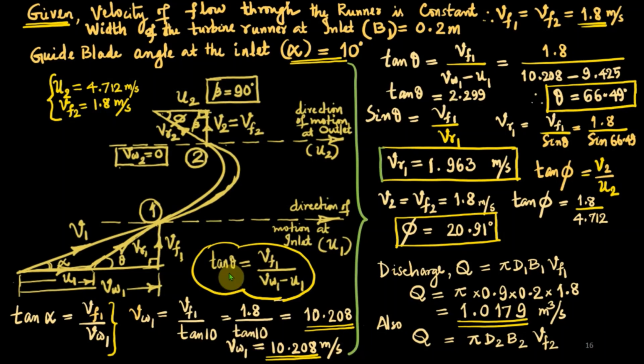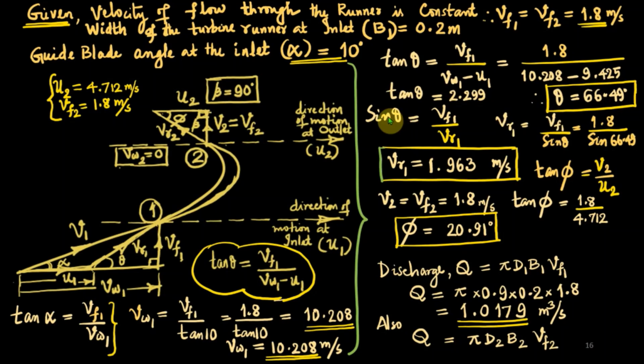Now we will use the relation tan theta is equal to Vf1 by (Vw1 minus u1) in order to find out theta, that is the vane angle at inlet. So tan theta is Vf1 by (Vw1 minus u1), that is 1.8 divided by (10.208 minus 9.425). You will get tan theta as 2.299, and theta is equal to tan inverse of that. You will get 66.49 degrees. So that is part of the answer, the vane angle or blade angle at inlet.